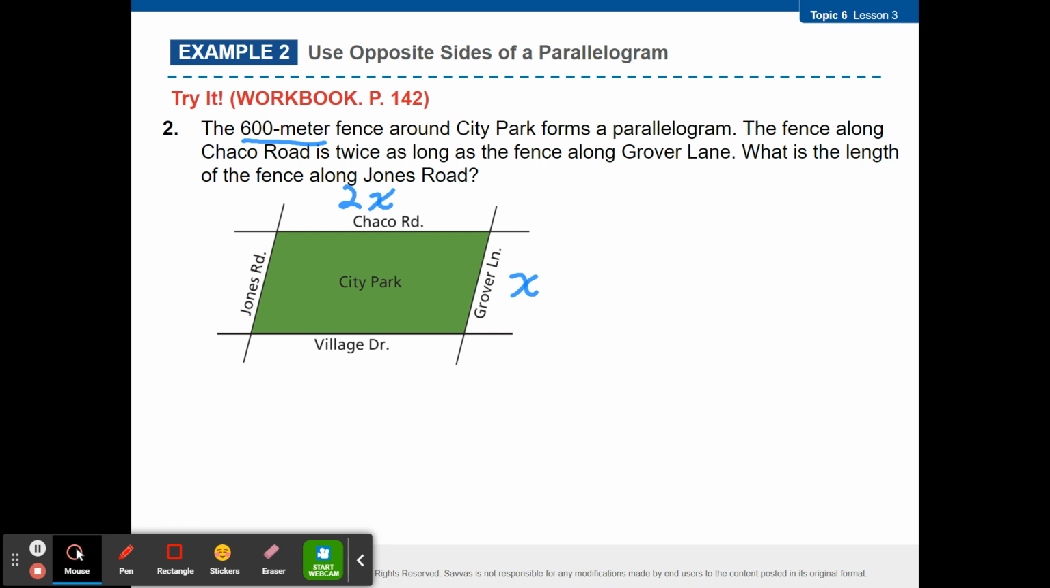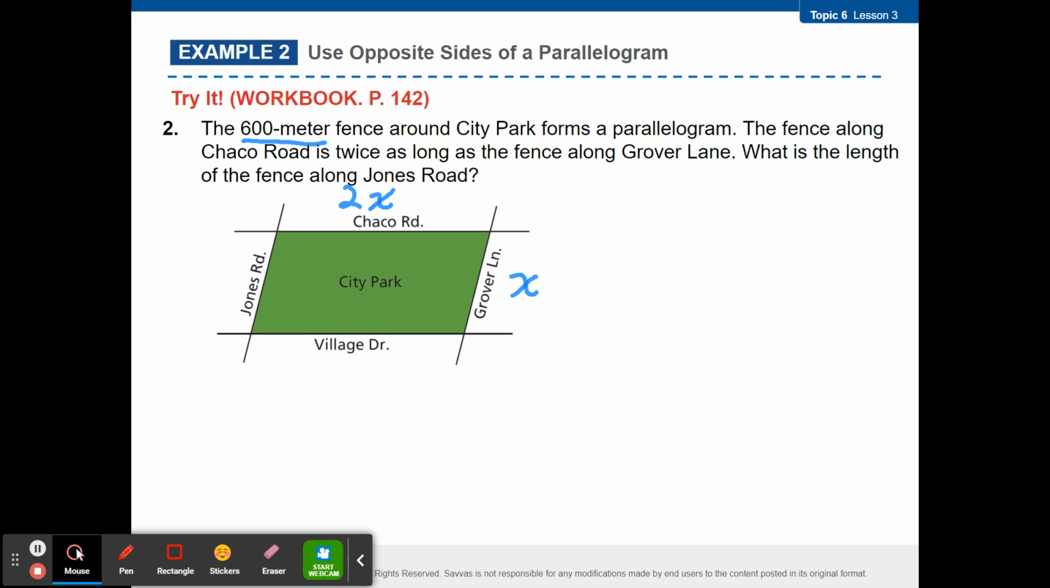All of this together is 600, so 600 should be 600. And the fence is twice as long. No, the fence is 600 total. All of this together is 600, so 6x equals 600. Exactly. It's twice as long. No, that's included in the 600. X equals 100 because all that equals 6x.